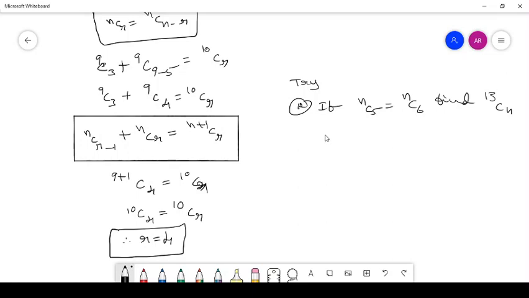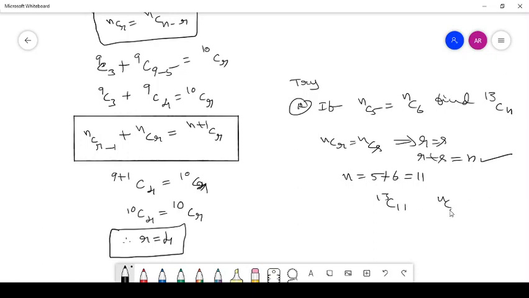We know that if nCr is equal to nCs, then r is equal to s, or r plus s is equal to n. You have to take this result here. n is equal to r plus s, means 5 plus 6, that is equal to 11. So you have to find 13C11. Easy. This is in the form of nCr, so you know the result: n factorial by r factorial into (n minus r) factorial. Applying the result, you can find 13C11. Next, try one more question.